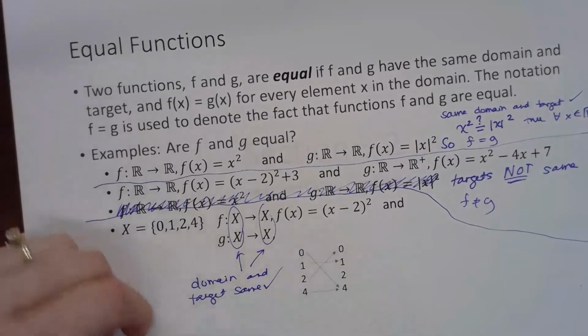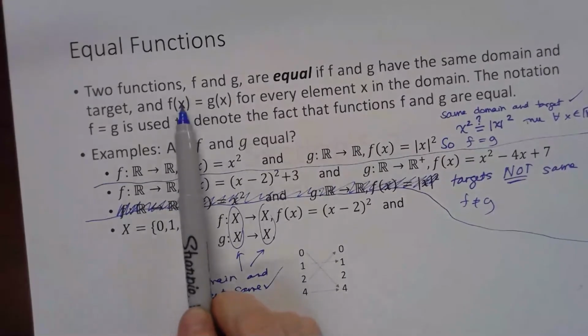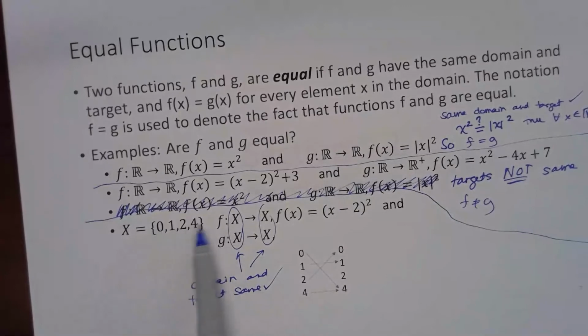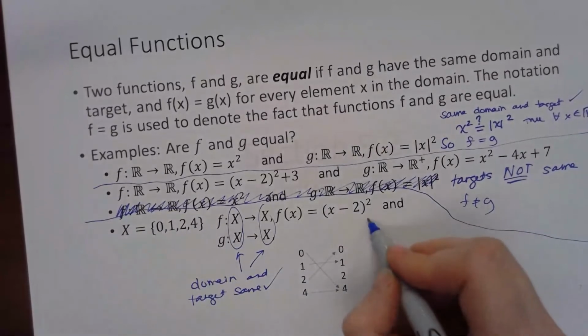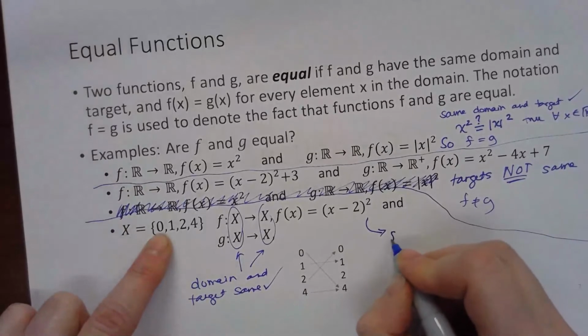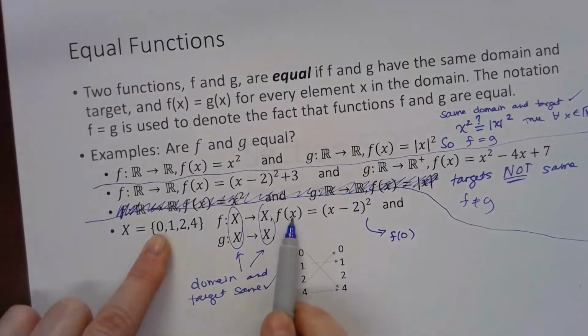Okay, so that part of it checks out. And so now you need to see if every value of f of x equals every value of g of x. Now this is a small domain, so we could just go ahead and check them. So let's go through every value and say, okay, well, 0 is in the domain, so what is f of 0?